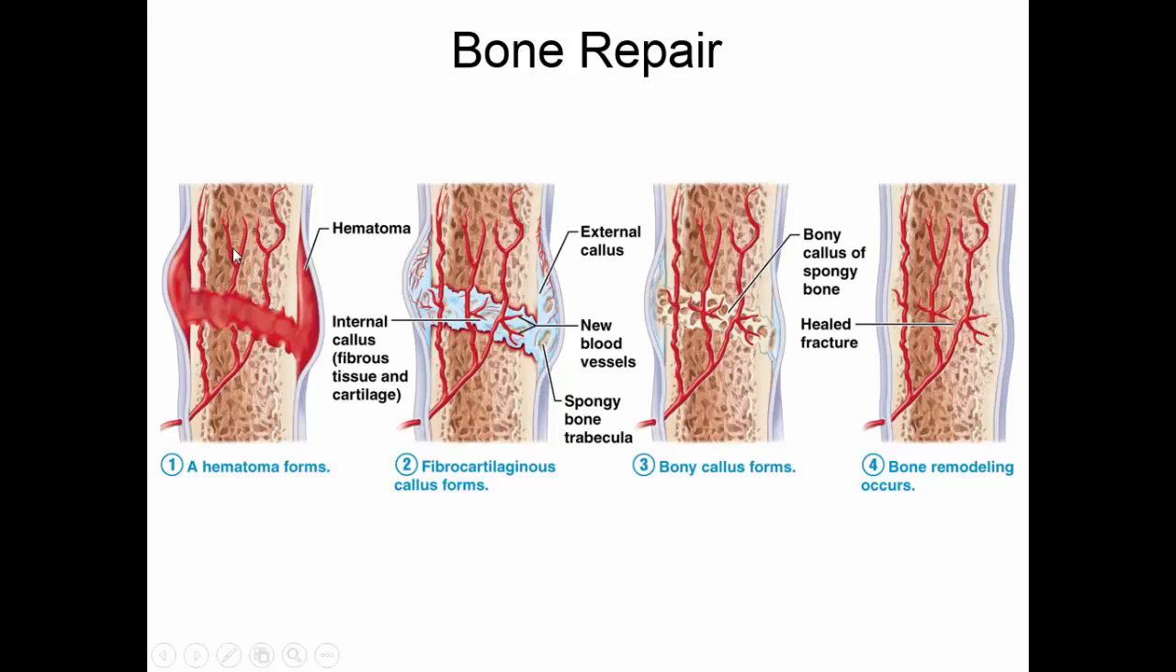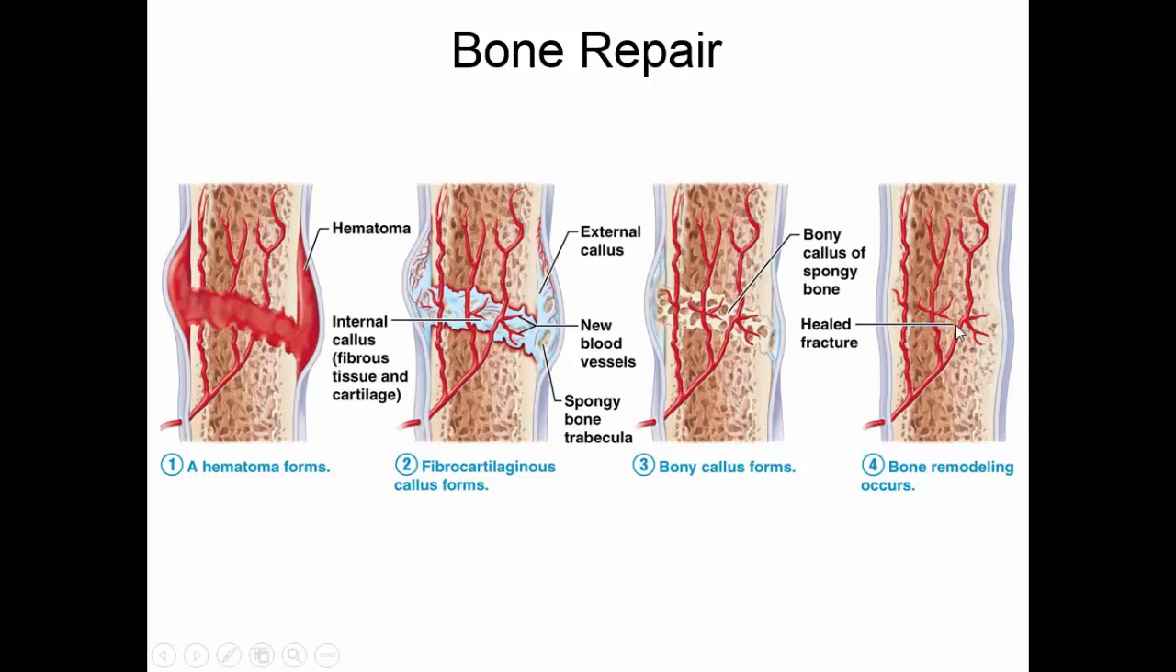So we break the bone, blood seeps out, and we get our hematoma that sort of holds the ends of the bone together. The clot is replaced with fibrocartilage, and then we remodel the fibrocartilage to bone, and eventually we turn it back into the original bone, whatever was there before, either spongy bone or compact bone.